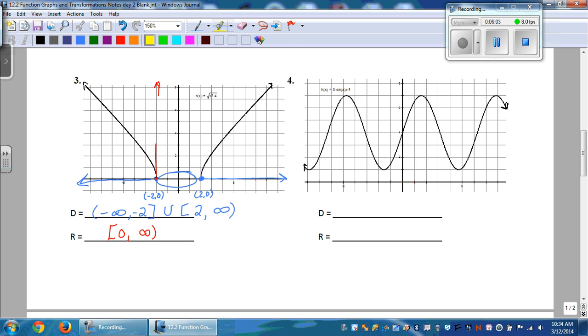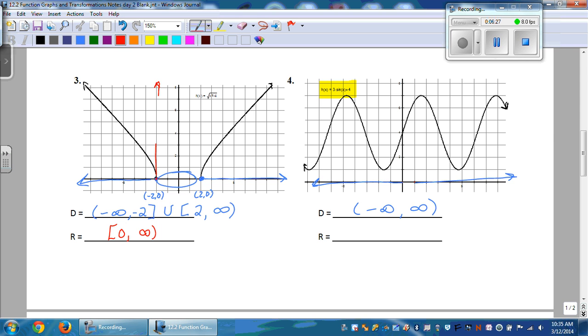Number 4, here's the function right here, h of x equals 3 minus sine of x plus 4. Whether you know what the sine function looks like or not, I'm not going to ask you to do that right now, but the domain, how far to the left, how far to the right do we go? Looks like it's covering everything. There's no gaps or spaces, so you should know that's negative infinity to infinity.